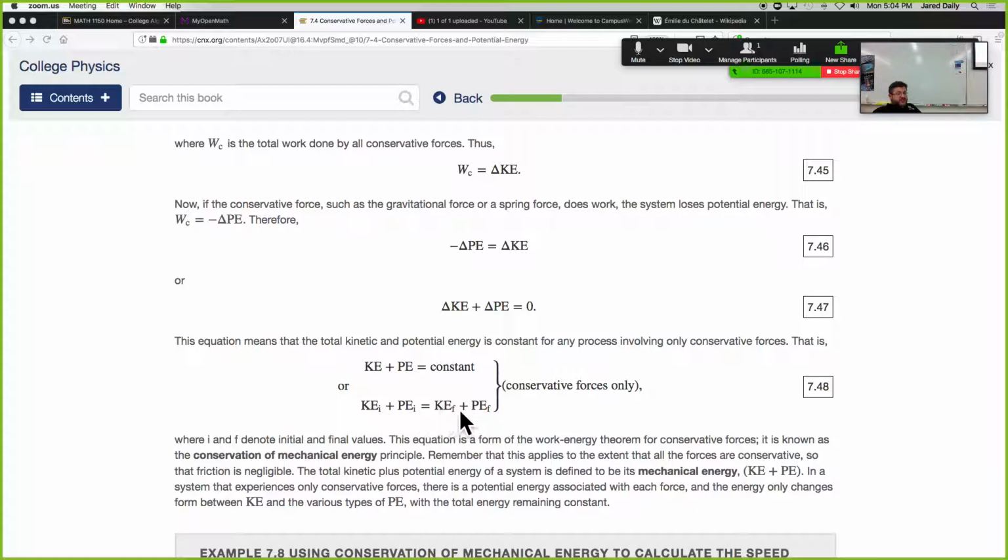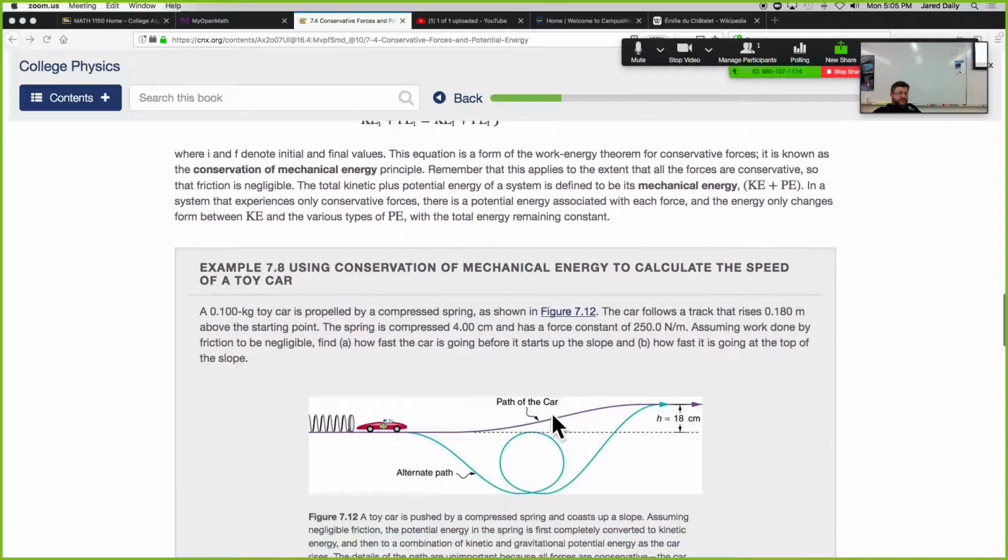So if you don't have any friction, you can use this equation to solve for anything you want. And you can include in this equation the spring potential energy as well. So you can have kinetic energy initial plus potential energy of spring plus potential energy gravitational. You can have 3 things on each side.